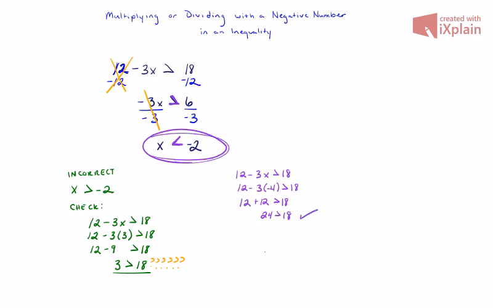So this is why we need to flip our inequality, specifically whenever we are multiplying both sides using a negative number or dividing both sides using a negative number. By flipping the sign, it helps us make sure that we do get all the correct answers.